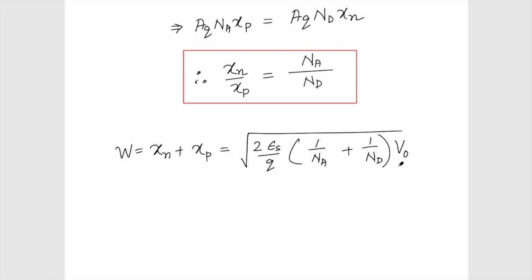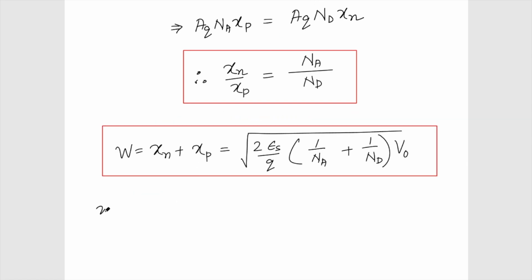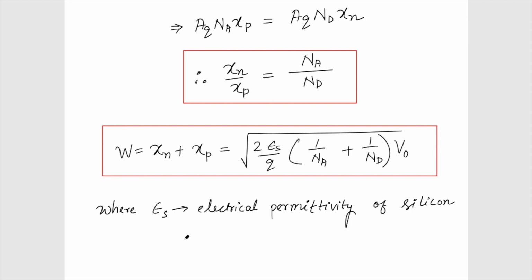okay, so V0 is the barrier potential, Na and Nd are the doping concentrations of the two sides, and this epsilon s is the electrical permittivity of the silicon. So again, this derivation we are not going to cover in this course. This is from the semiconductor physics. So where ES is the electrical permittivity of the silicon, and it is around 11.7 epsilon naught.